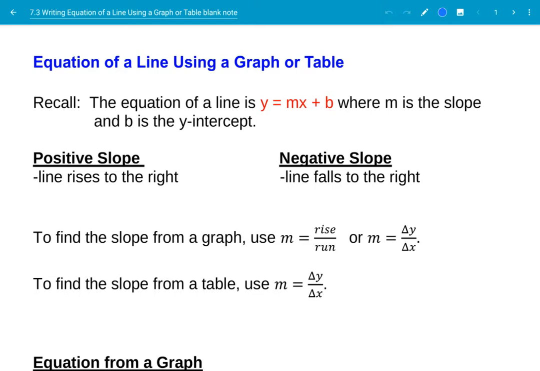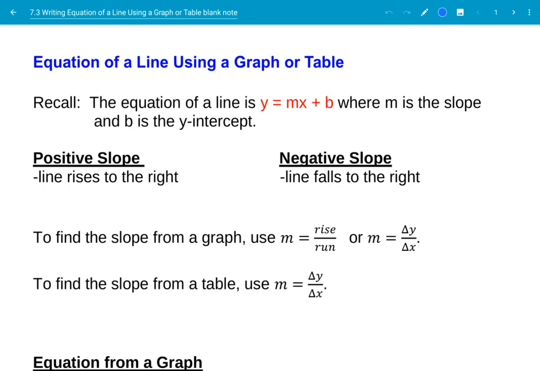Now, just a reminder about slope. A positive slope means the line is rising to the right in a graph, and negative slope, the line is falling to the right in the graph. To find the slope from a graph, we can use the fact that slope is rise over run, and that's a very convenient way to think of it when you're looking at a graph.